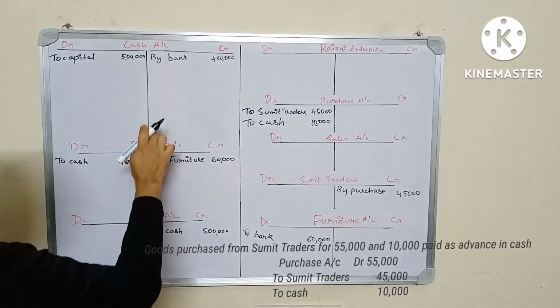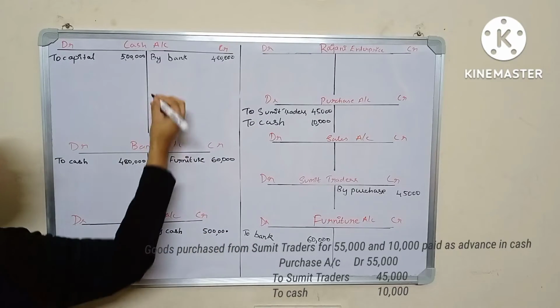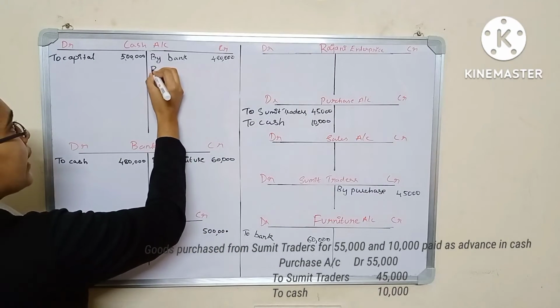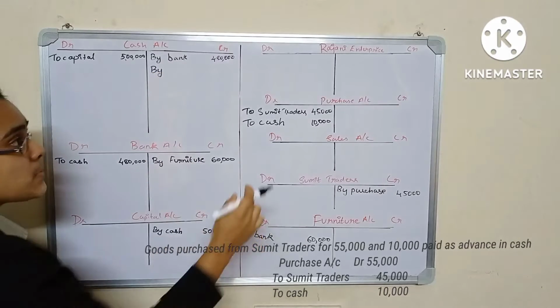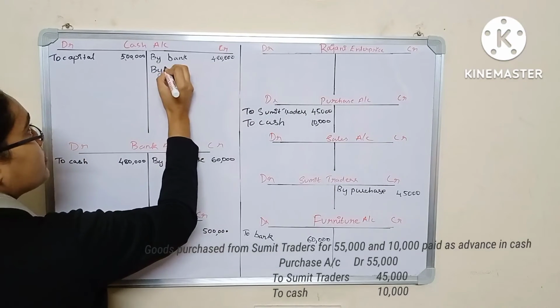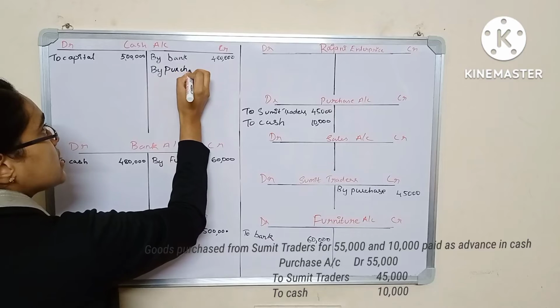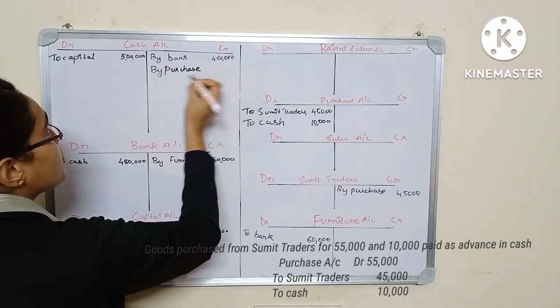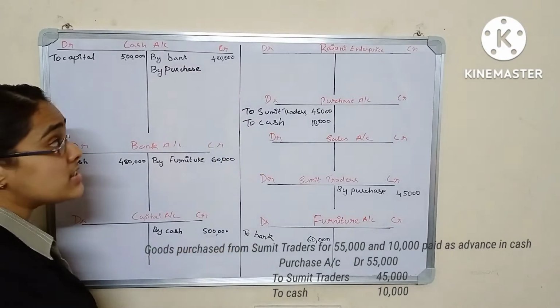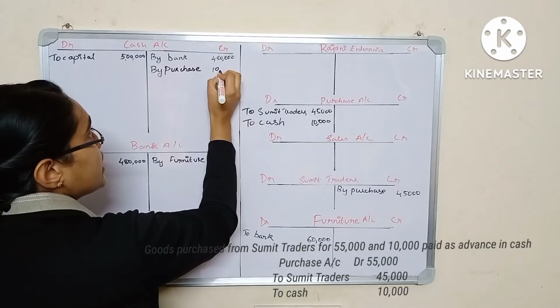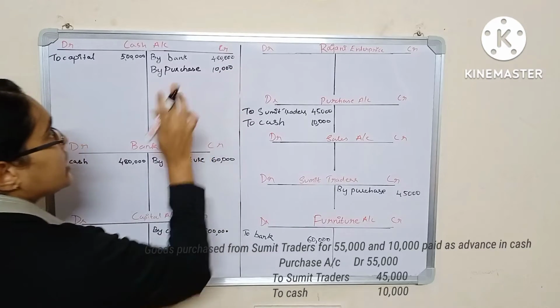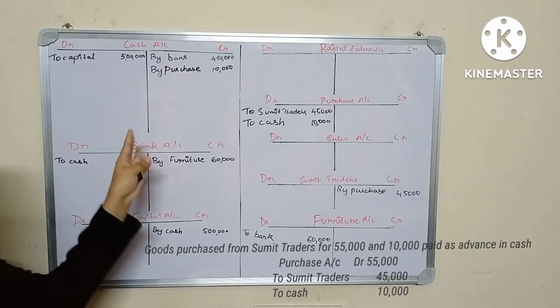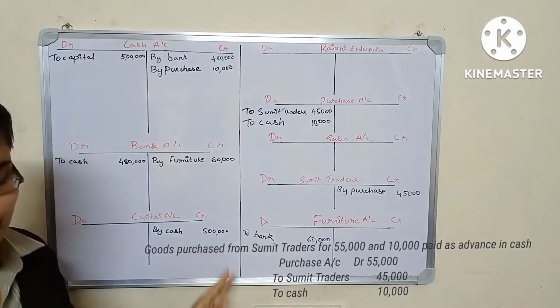So you go to cash account. Cash account has been credited, so you go to the credit side and you will write by. What is the other aspect? Purchase. So you write by purchase. How much is the amount you have paid as advance? 10,000. Just 10,000. So you will write it there. So that is your fourth entry. You have recorded it completely.